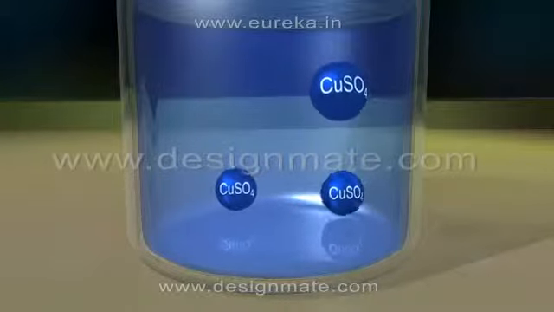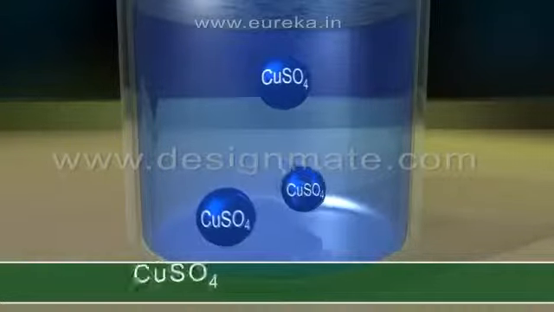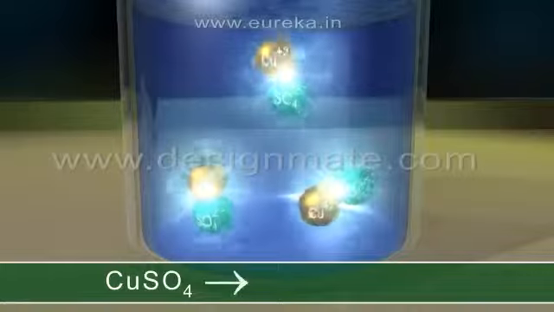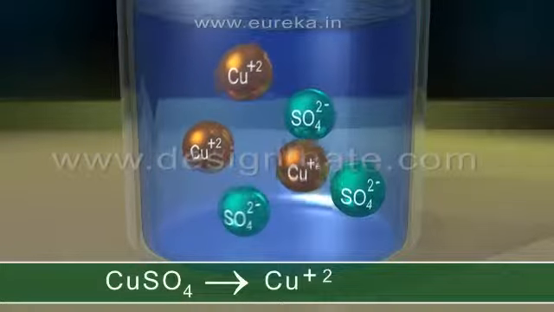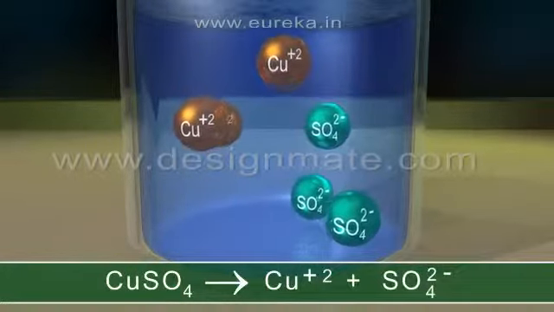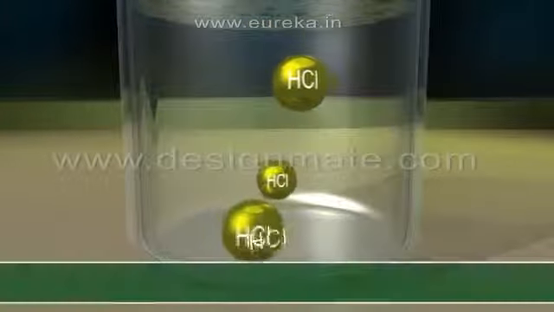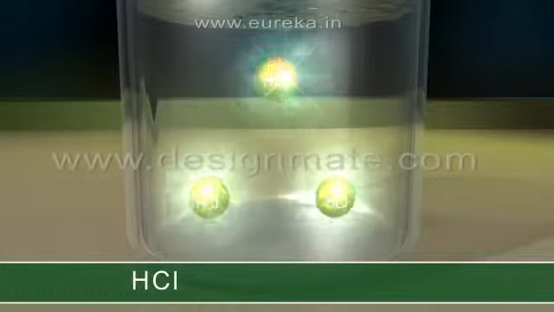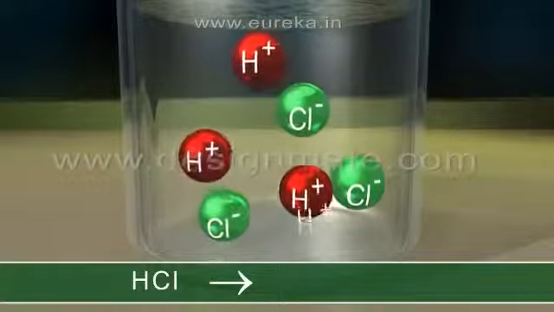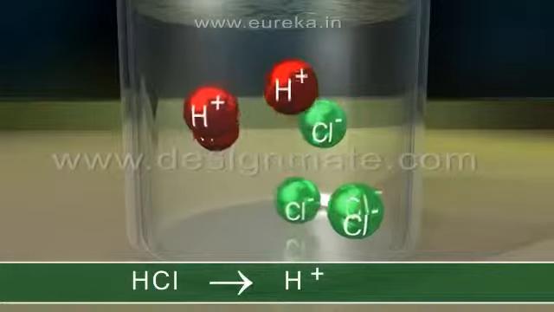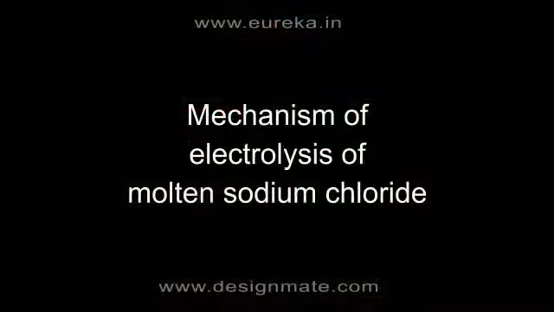Examples of some other strong electrolytes are copper sulfate, which dissociates into copper ions and sulfate ions, hydrogen chloride, which splits into hydrogen and chloride ions, and so on. We will now study the mechanism of electrolysis of molten sodium chloride in detail.